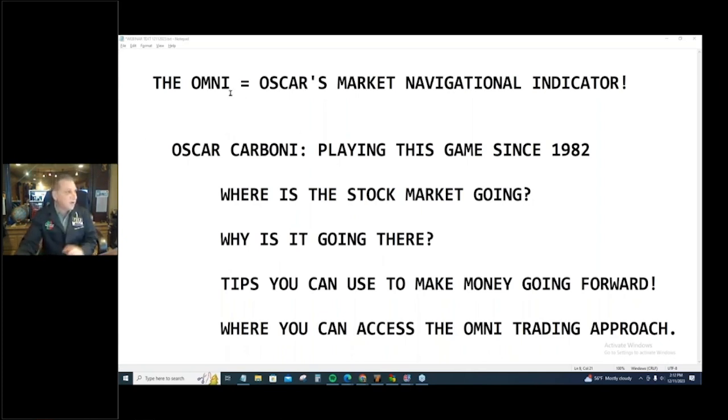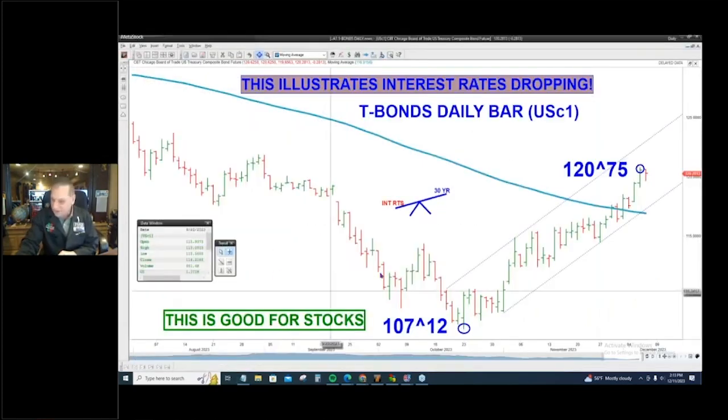So let's get moving. The Omni is Oscar's Market Navigational Indicator, OMNI. I'm not actually going to present the Omni for you right now. I'm going to show you a bunch of great charts and how you can use them simply without even knowing the Omni. And if you want to find out what the Omni is and how to get to it, we'll talk about that later on. So let's get moving. Take this little ride with me, kids. I think you're going to love it.